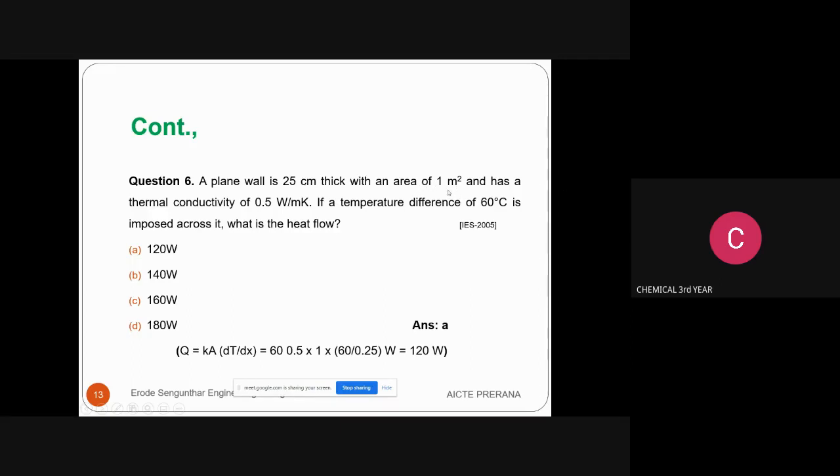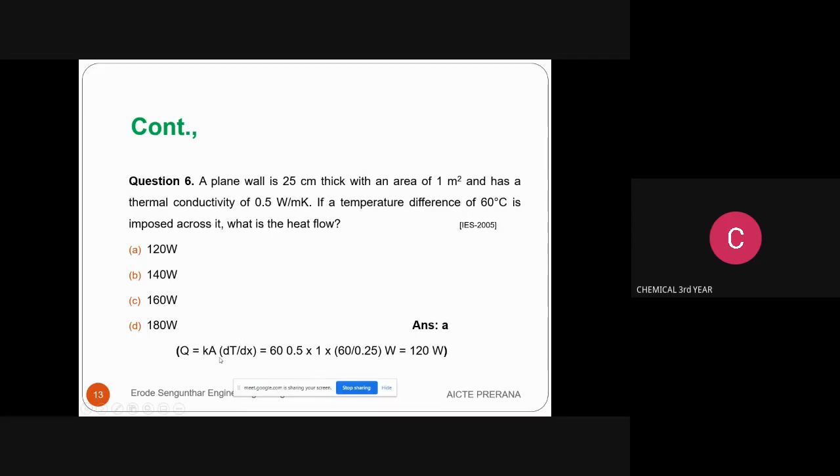The area A is 1 meter square and it has a thermal conductivity, small k, of 0.5 watt per meter Kelvin, and the temperature difference across this is 60 degrees Celsius. If we change this to Kelvin, it is again 60, because here they have mentioned the temperature difference only. So we can take dT as 60. What is the heat flow?